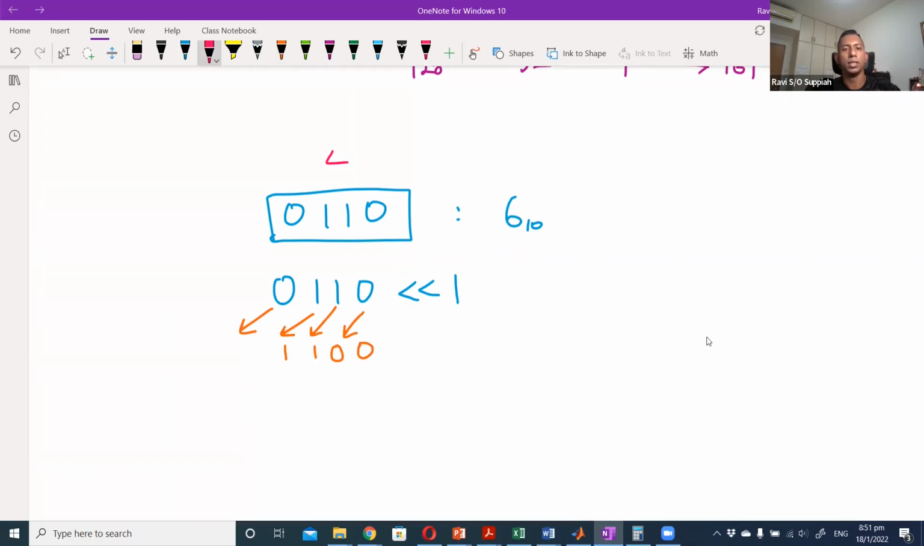I'm just dealing with 4-bit values now, so the most significant bit will get shifted out. Now when I look at this, what is the answer that I get? 1100 is actually 12 in decimal. So what is actually happening is that when I shift left by 1, it is equivalent to saying multiply by 2, because 6 times 2 is 12.